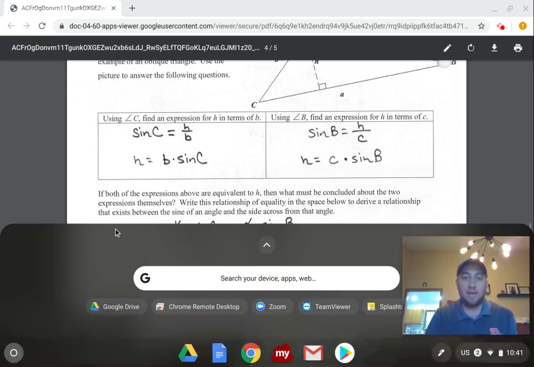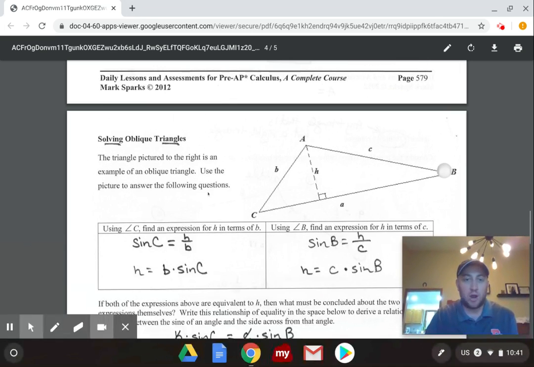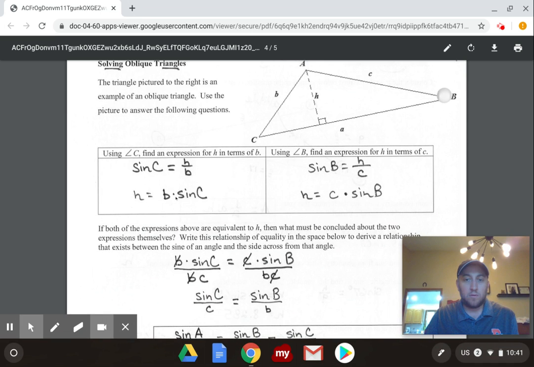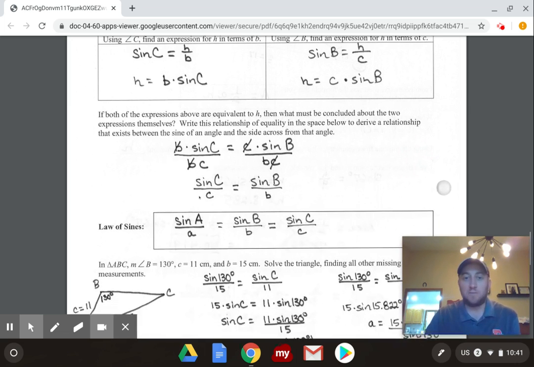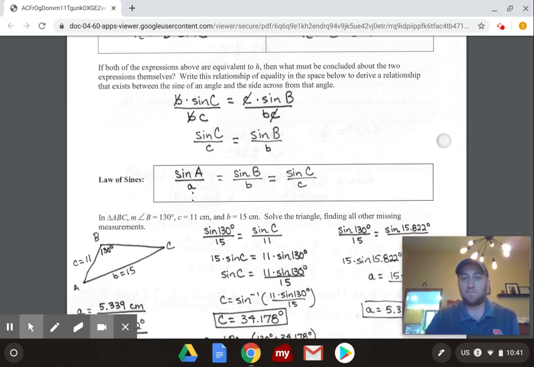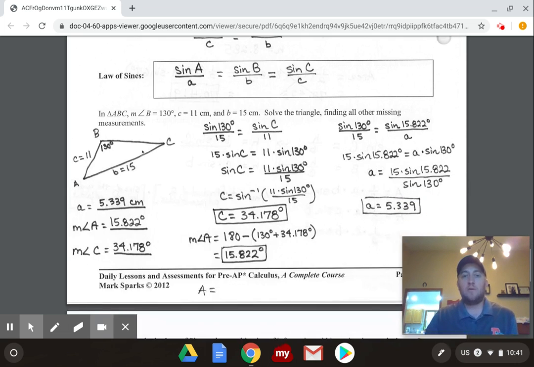But when I move past a right triangle and I look at an oblique triangle, up here it gives you the definition of an oblique triangle. An oblique triangle is basically any triangle that is not a right triangle, that has an oblique angle, which means greater than 90 degrees. So there are two different laws that we can use to solve any type of triangle that's not a right triangle: law of sines and law of cosines.